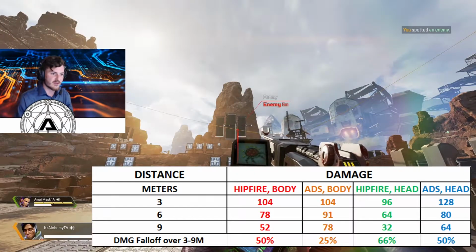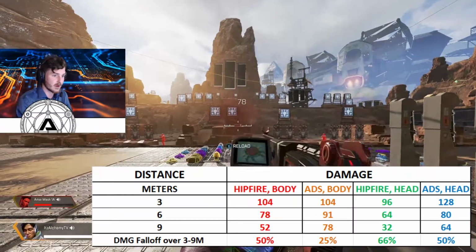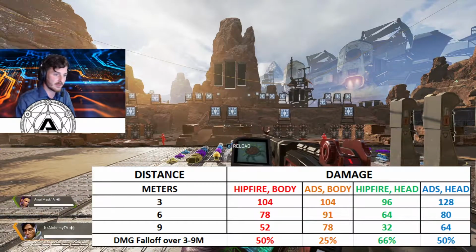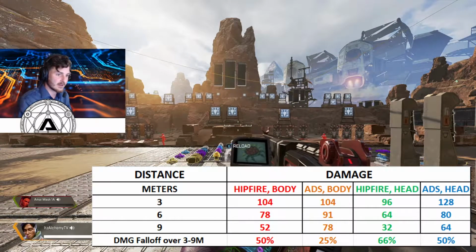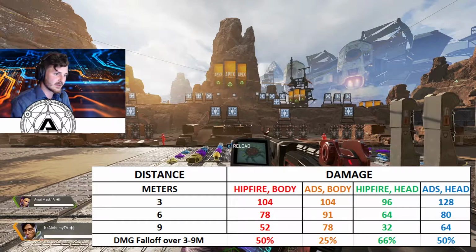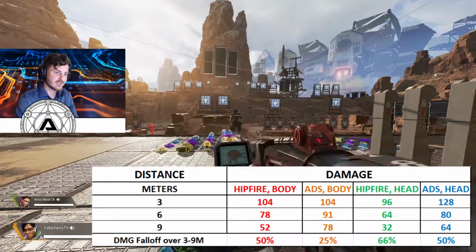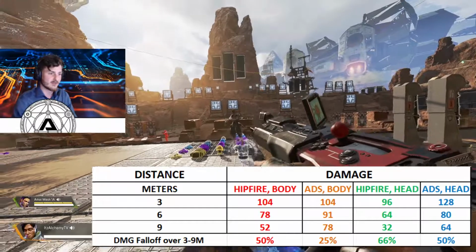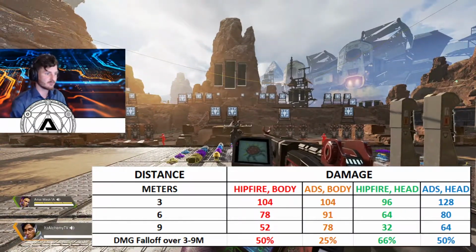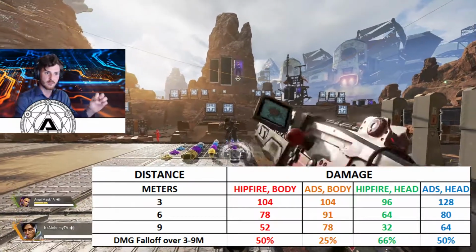Alright, moving over to the headshots. At 3 meters, we have 96 and 128. 128 is the max damage you can do, alright? You are never going to be able to do more than that. That is a perfect scenario. Moving down to 6 meters on the head, hip fire is 64 and ADS is 80. And moving down to 9, we have 32 and 64. So our damage fall off for hip fire headshots is going to be 66%. And the damage fall off is half for ADS. So, as you would assume, aiming down sight is what you want to do for max damage.